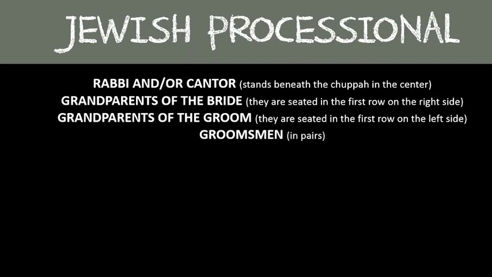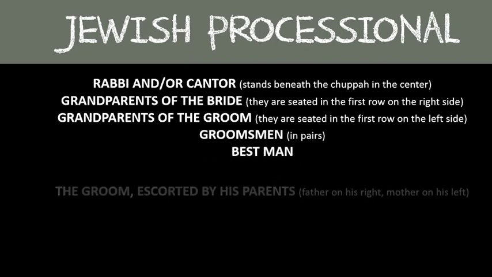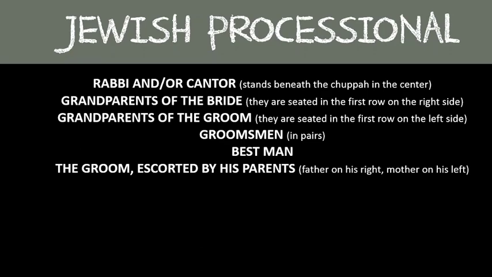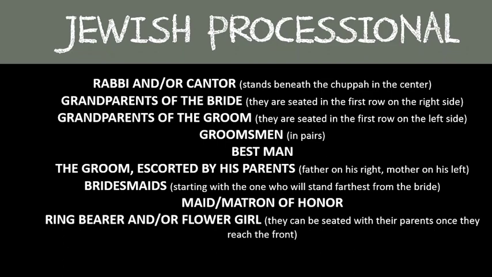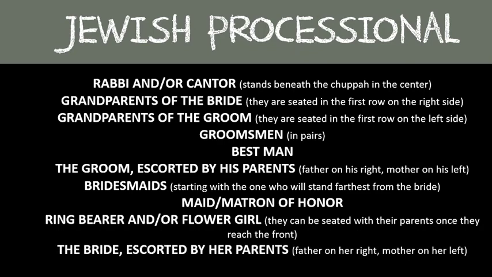Then the groomsmen come in pairs, the best man, the groom escorted by his parents with his father on his right and the mother on his left, the bridesmaids starting with the one who will be standing farthest from the bride, the maid or matron of honor, the ring bearer and/or flower girl, and they can be seated with their parents once they reach the front, and then the bride escorted by her parents with her father on her right and her mother on her left.